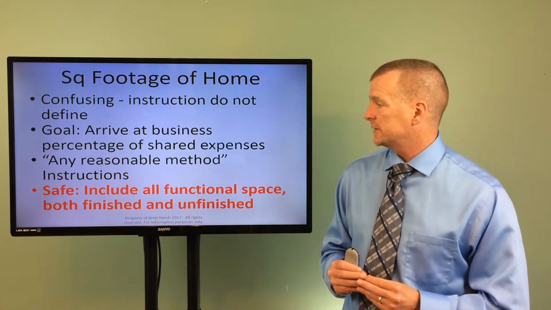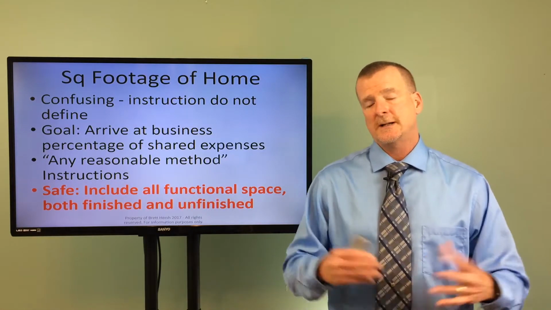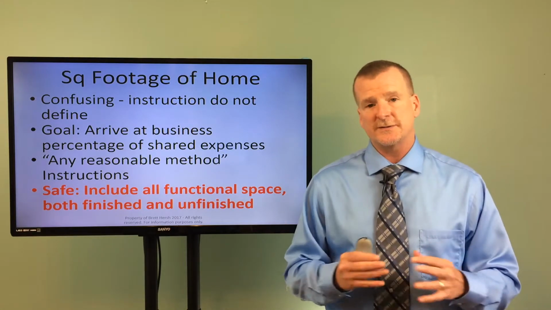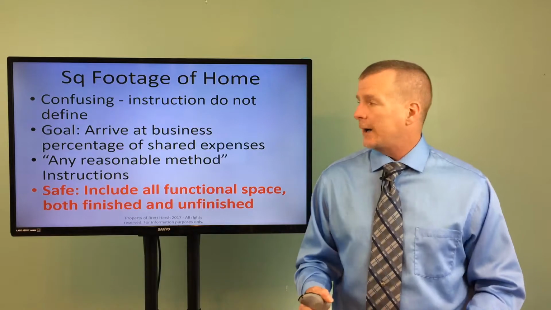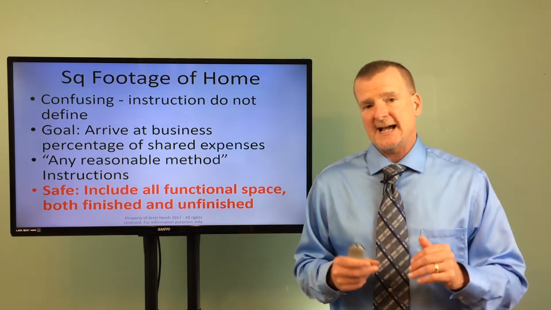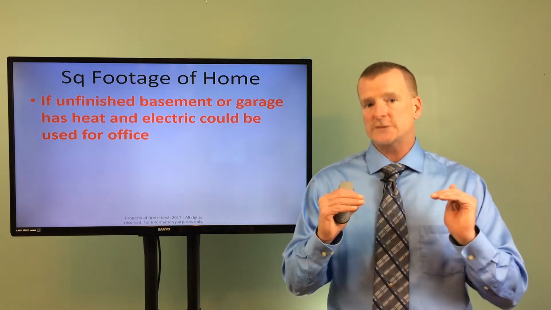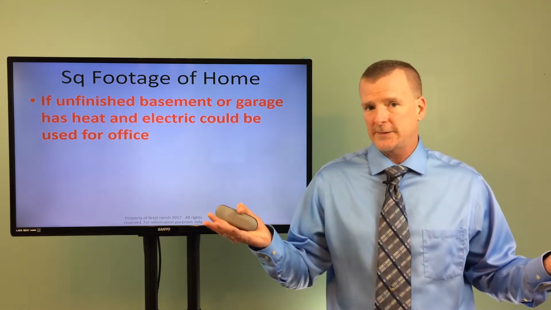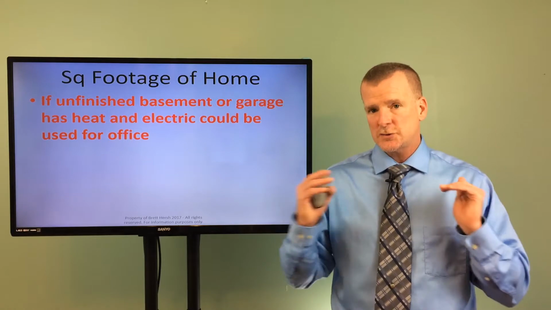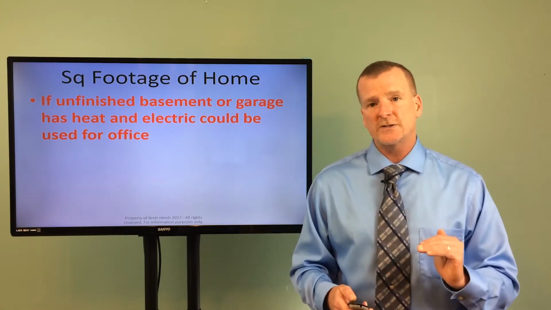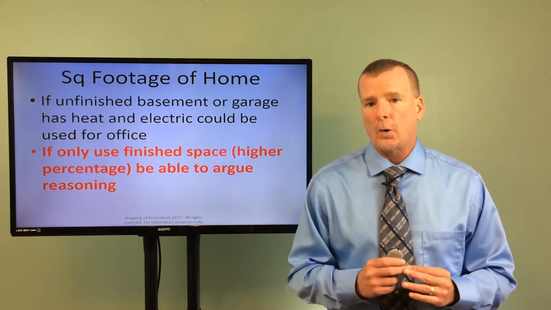So let's say you have a split foyer, or a house that has a basement, and your downstairs isn't finished yet. However, let's say it has heat, and it has electric, and it could be used for your home office. There'd be no problem using it for your home office. You just choose not to. And if that's the case, you want to include that square footage as part of your home.